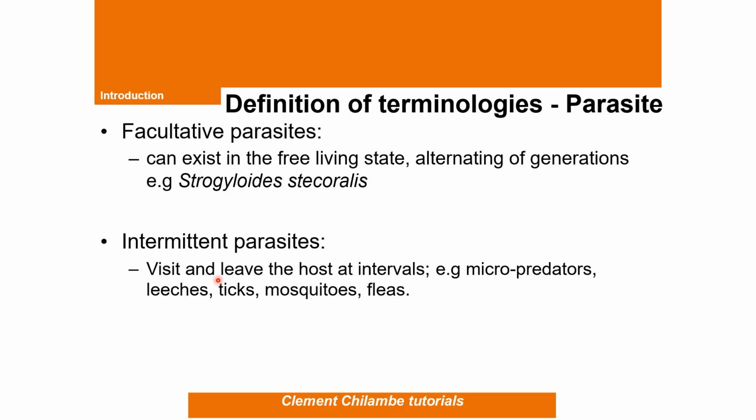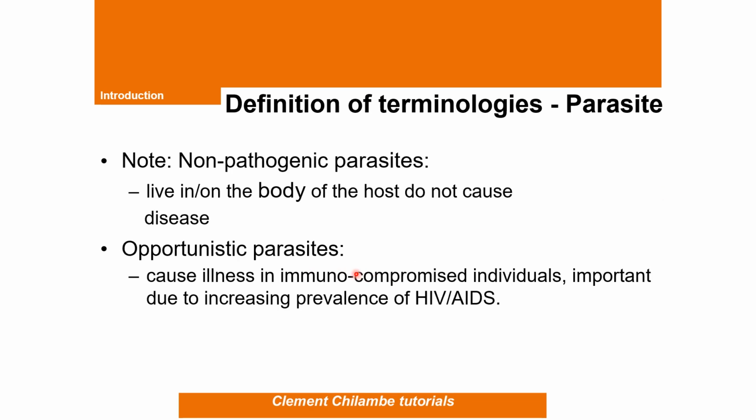Intermittent parasites visit and leave the host at intervals, e.g. micropredators, leeches, ticks, mosquitoes, fleas. They are seasonal; they visit and leave the host at intervals. Those are known as intermittent parasites. Then there are accidental parasites, which just infect an unusual host. One example is Echinococcus granulosus, which infects man accidentally, giving rise to hydatid cysts. So we also have accidental parasites.